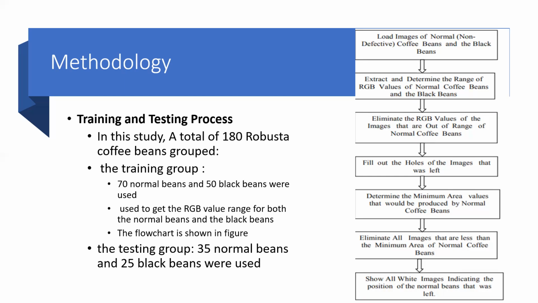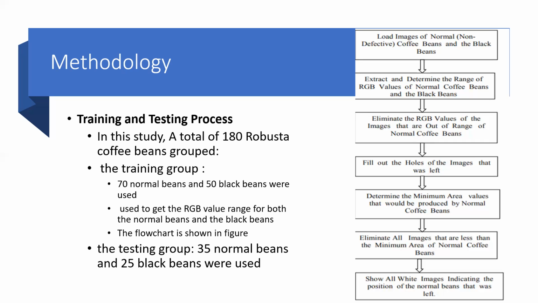The training group was used to get the RGB value range of both the normal beans and the black beans. The training process was done to extract the values of parameters that will be used in the testing process. Using MATLAB software, the images containing the normal coffee beans were loaded on the software by using the command imread. The flowchart of the training of the proposed technique in this paper is shown in the figure.